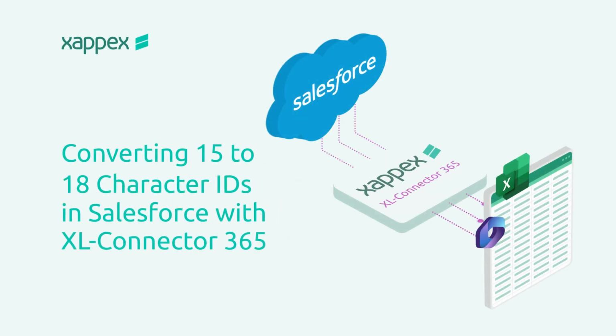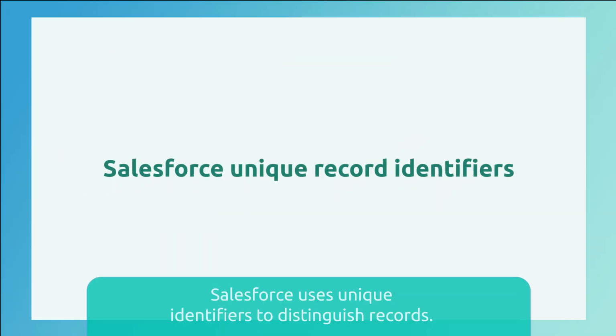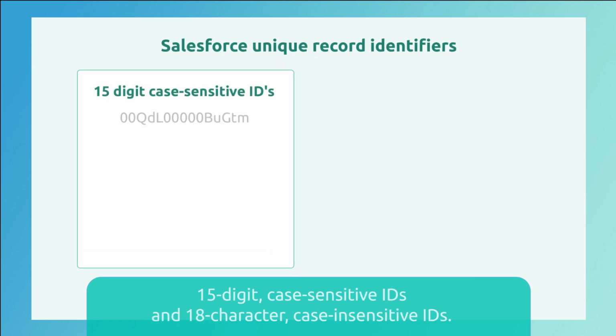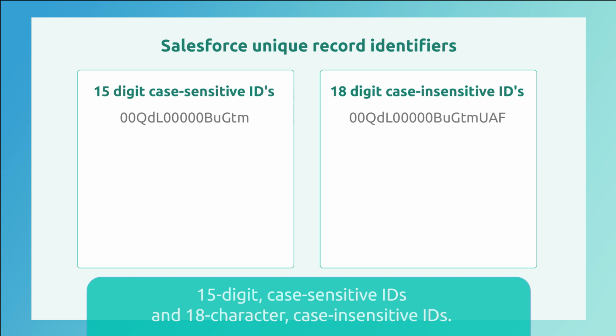Converting 15 to 18 character IDs in Salesforce with Excel Connector 365. Salesforce uses unique identifiers to distinguish records. These identifiers come in two formats: 15-digit, case-sensitive IDs, and 18-character, case-insensitive IDs.